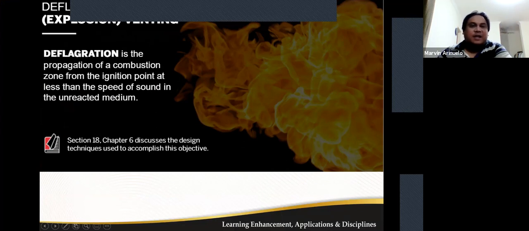Explosion venting is a damage limiting protection technique. It is intended to protect an enclosure against damaging pressure generated by deflagration within the enclosure by safely venting the pressure to a safe location. Section 18, Chapter 6, discusses the design technique used to accomplish the objective.